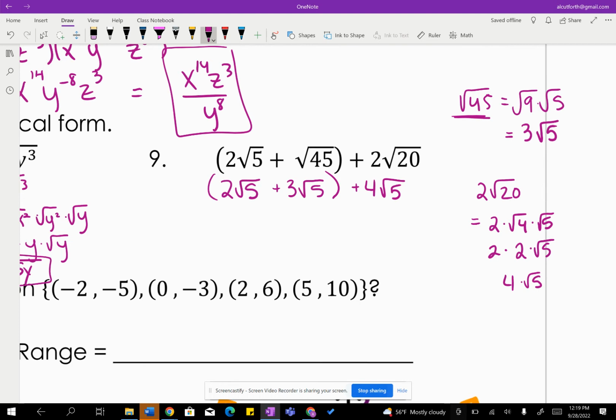Now those are all radical 5s, so we can add them together. So 2 radical 5 plus 3 radical 5, we'll start in the parentheses because that's what those mean, will be 5 radical 5 plus 4 radical 5 will be 9 radical 5. Any questions about that one? I know it's been a while, so.